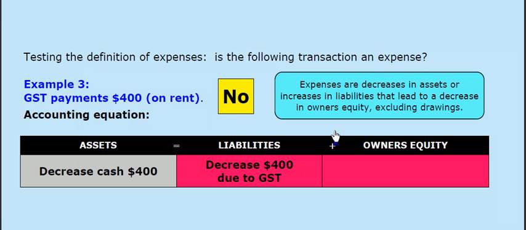Another example, the payment of GST. Let's assume that it was $400 paid, perhaps it was for rent. It doesn't matter what it was for, but the business paid $400 in GST. Is this an expense? Assets go down because they've spent $400, so part of the definition has been met, decreases in an asset. But the payment of the $400 GST reduces the GST liability. It has no impact on owner's equity. Hence, it cannot be an expense. It does not lead to a decrease in owner's equity.